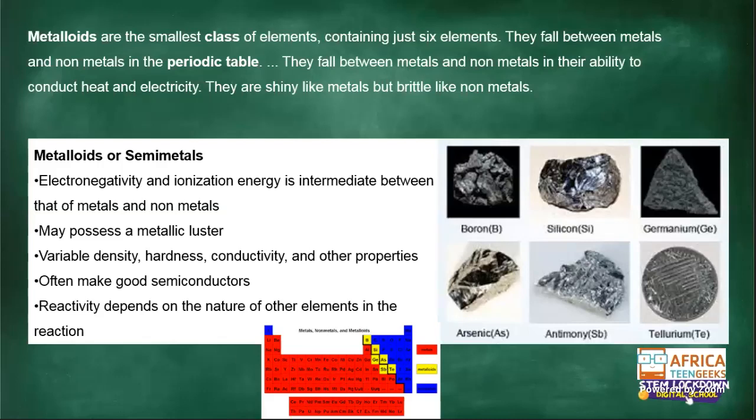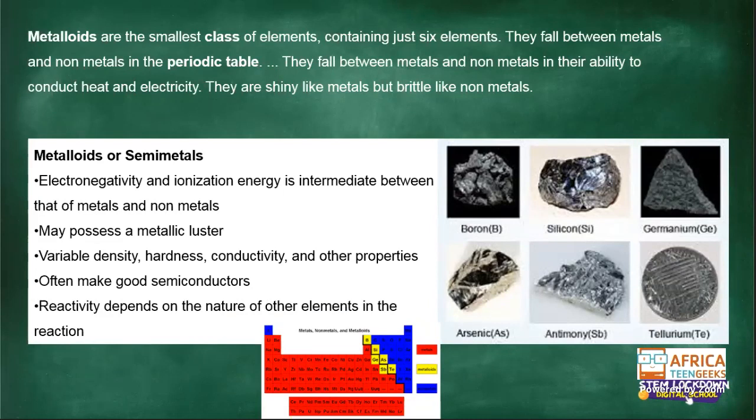Now let's look here. Metalloids have electronegativity and ionization levels that are intermediate. That means that it's not constant, like how you would get it in metals and non-metals. It's not constant, it's intermediate, so it fluctuates. Okay, and then you have many that possess a metallic cluster. Then you have variable density.